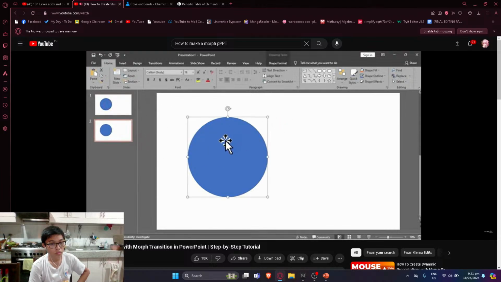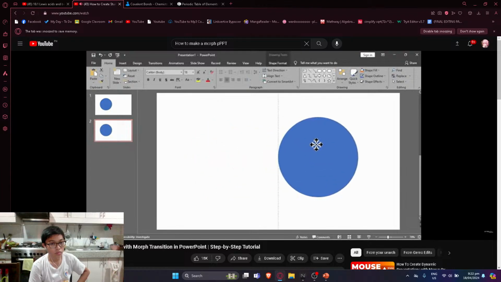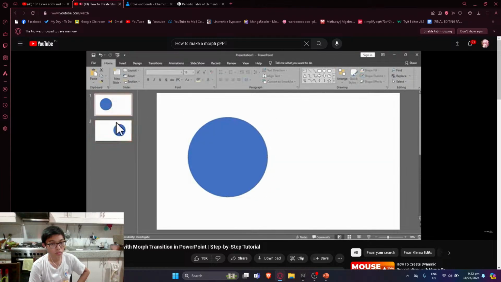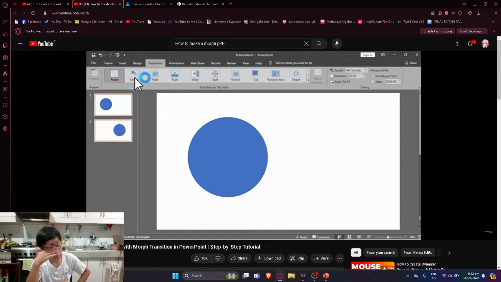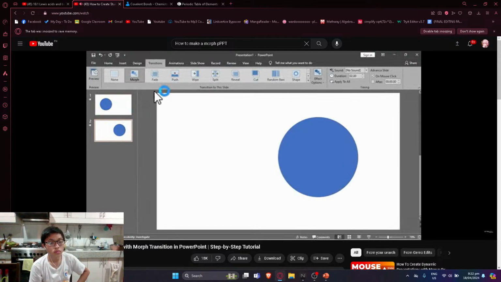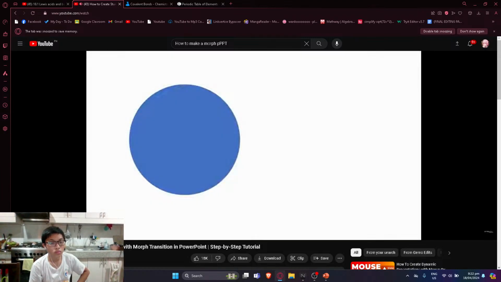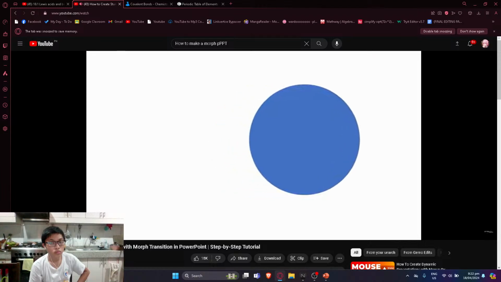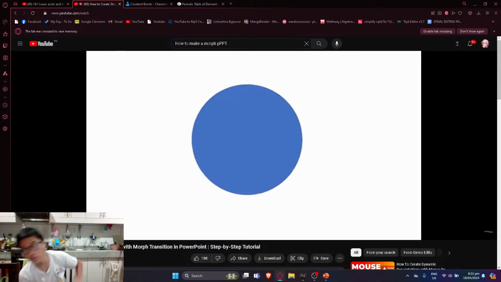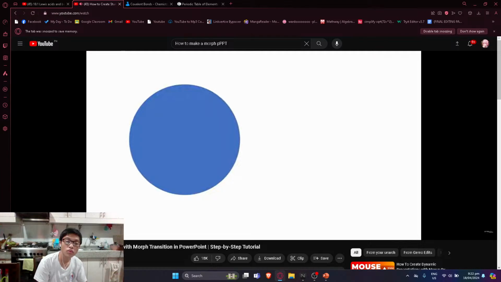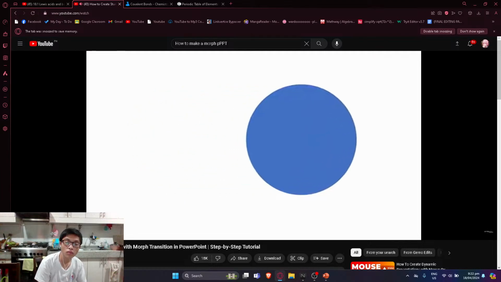You can reposition or resize your element. Let's try to move the circle from left to right. And now we will select both slides. Under the transition tab, we will select the morph transition. Now let's see the preview for this. As you can see, it smoothly transitions from one position to another. Just make sure that you use the same element for both slides so that the transition appears seamless.